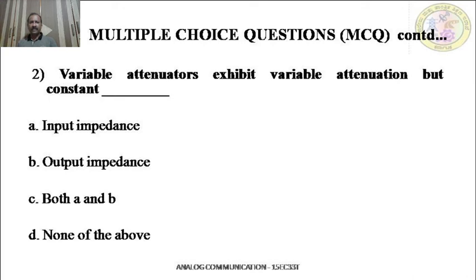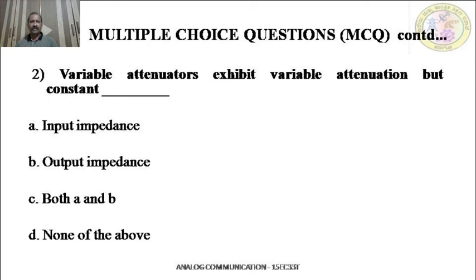Any attenuator, in case of variable attenuator, the value of attenuation is variable. Input impedance and output impedance are not variable. So the answer is C, both A and B, input impedance and output impedance both are constant.